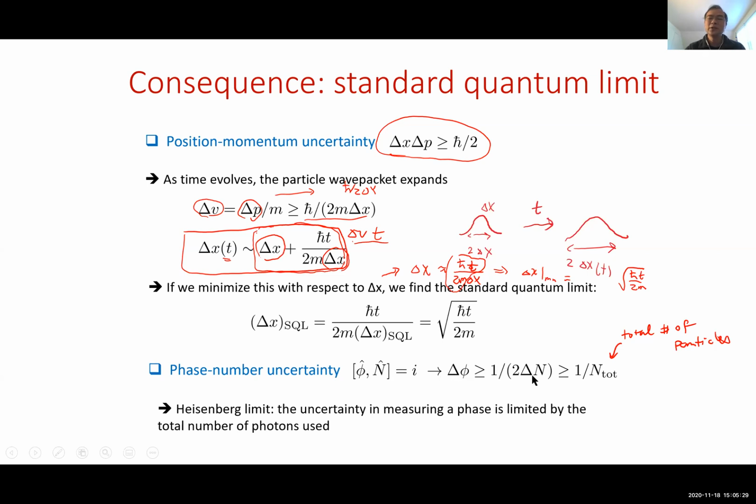Okay. So it seems that there is a limit in the uncertainty that we cannot beat. This is usually called the Heisenberg limit. The Heisenberg limit is about measuring a phase, there's a limit, and the standard quantum limit is about measuring the position. So that's the consequence of using the uncertainty principle.